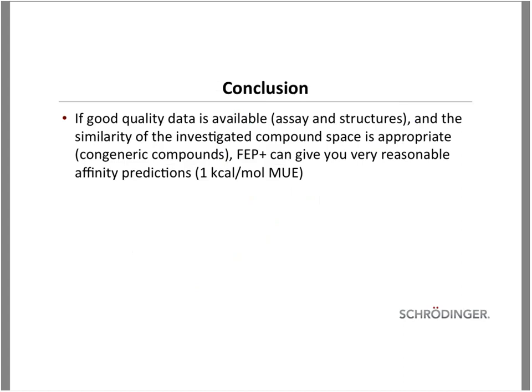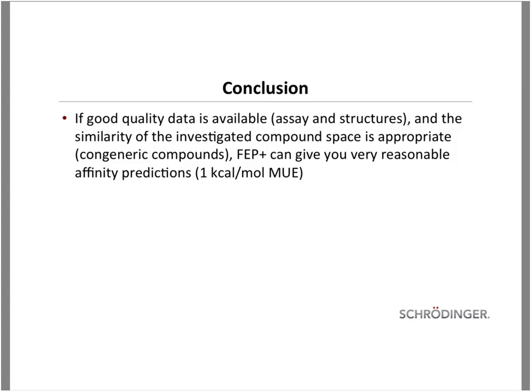So I'd like to conclude from the first part of this talk that if you have good quality data available, that means both accurate assays and good crystal structure data, and you are asking the methodology the right questions, so the similarity of the investigated compound space must be reasonable. All of these compounds must be congeneric.